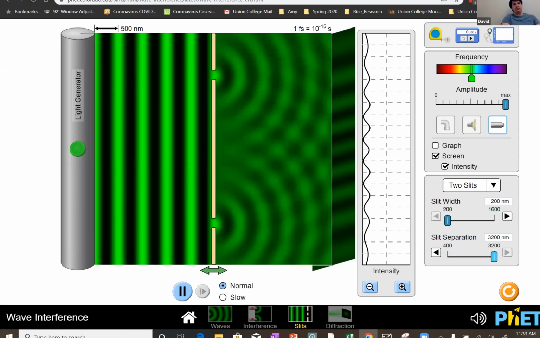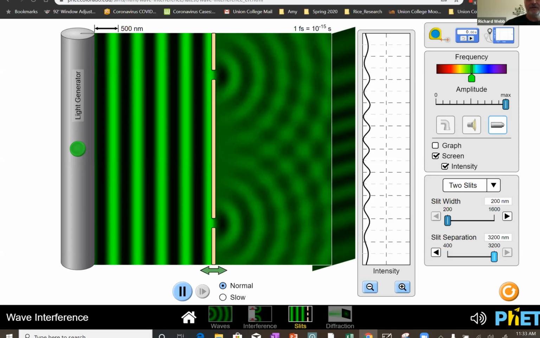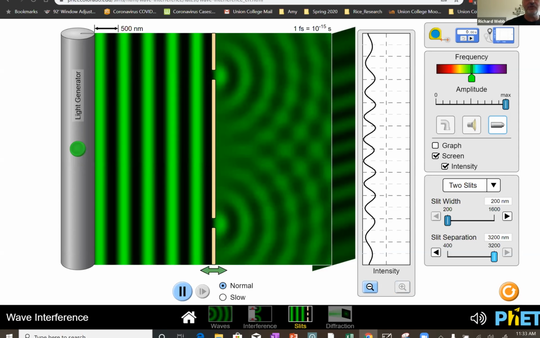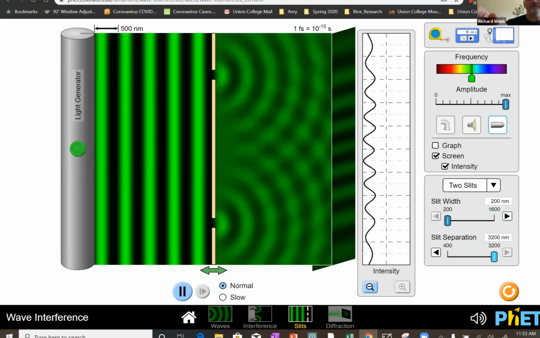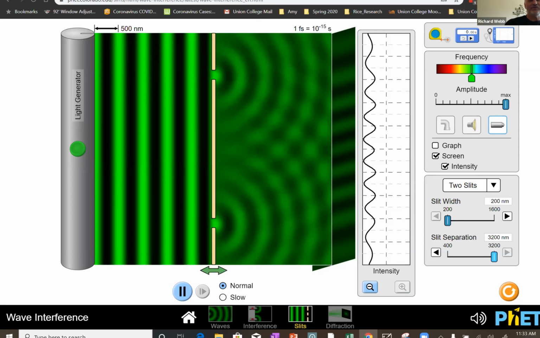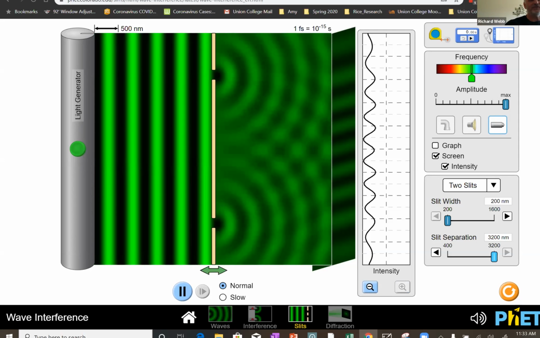And the reason I have the graph on here is because the graph shows you when you have constructive interference, it's going out to the right. When you have destructive interference, it's right on the left. And so you can see where you have constructive and destructive interference looking at the graph.